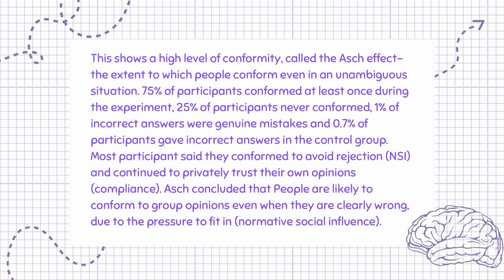Most participants said they conformed to avoid rejection, NSI, and continued to privately trust their own opinions, compliance. Asch concluded that people are likely to conform to group opinions even when they are clearly wrong, due to the pressure to fit in, normative social influence.